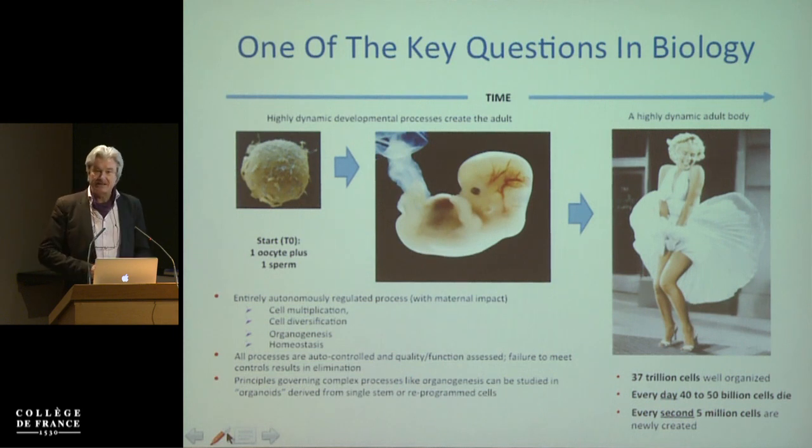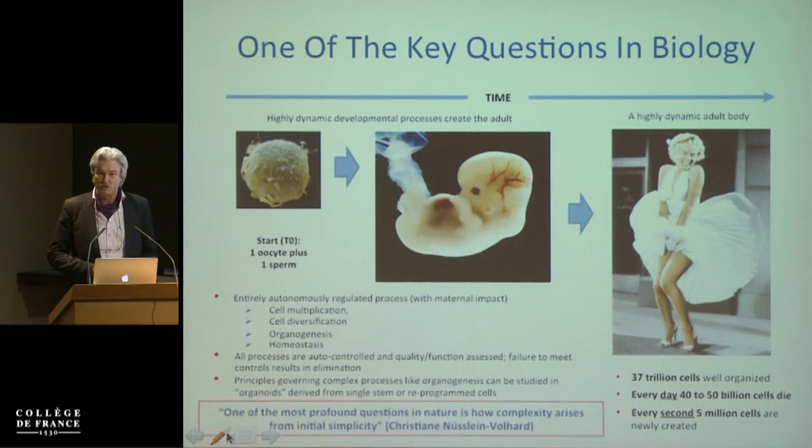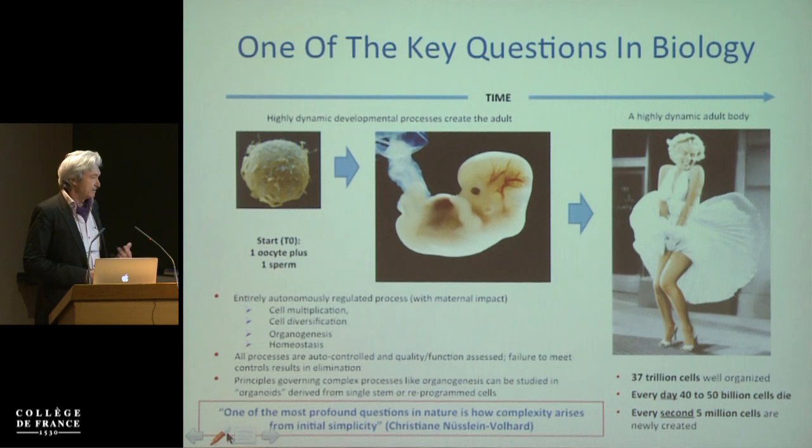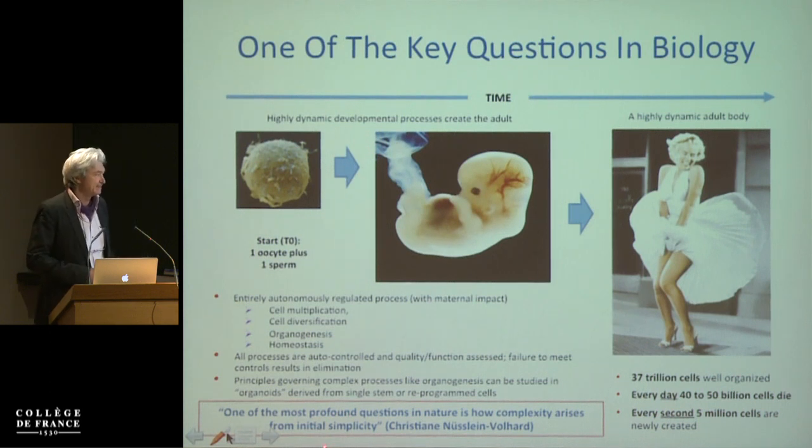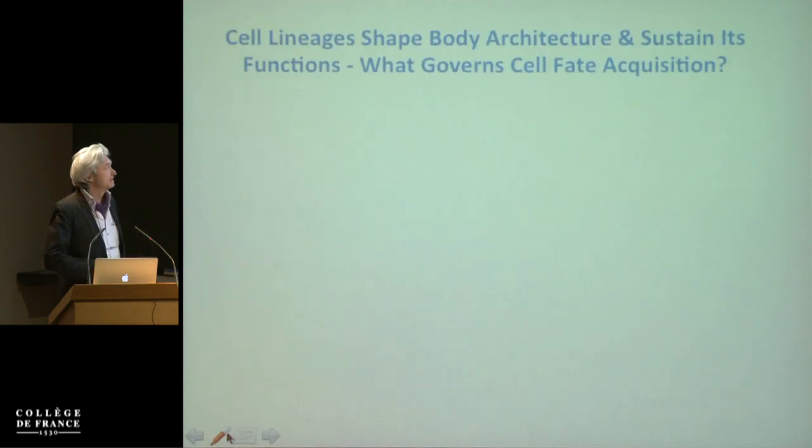So this has actually led to a fundamental statement from Christiane Nüsslein-Volhard. She actually got the Nobel Prize for developmental biology in Drosophila, and she said one of the most profound questions in nature is how complexity arises from initial simplicity. That is to say, how can we understand that from a single fertilized oocyte, such complex structures are generated?